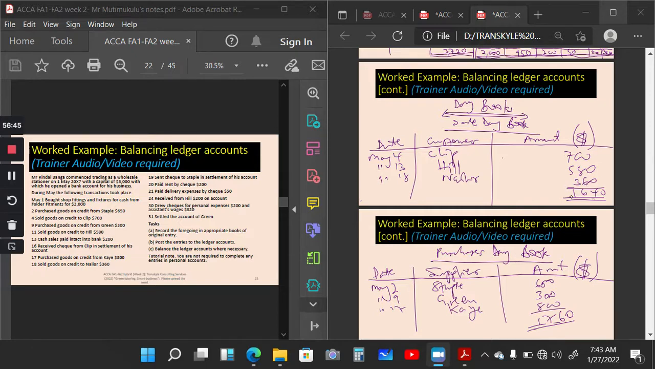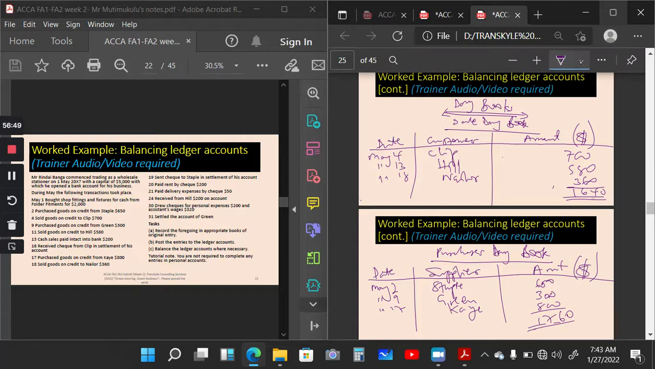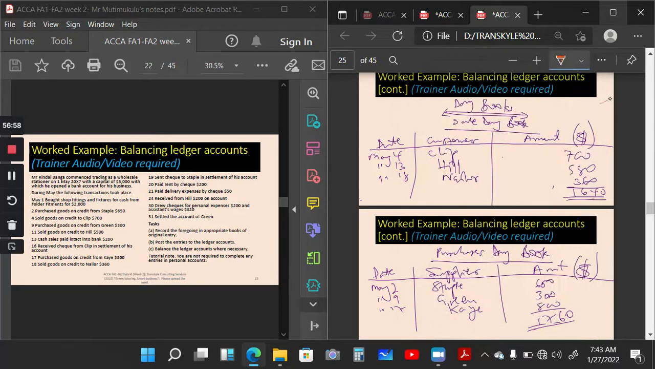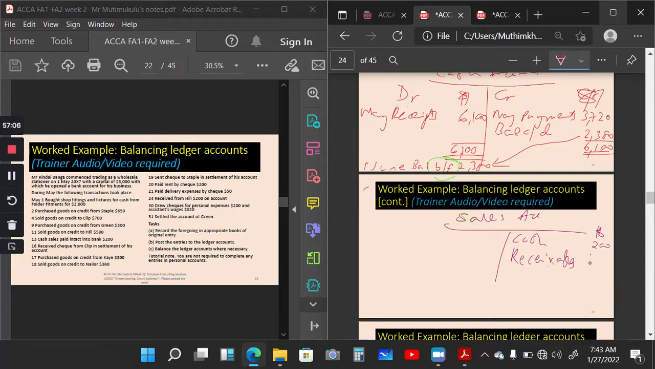Okay, these are the receivables. These are the total receivables. So we just have to slot the figure 1640 into our account, and we have to total up 1640 plus 200, that's 1840.